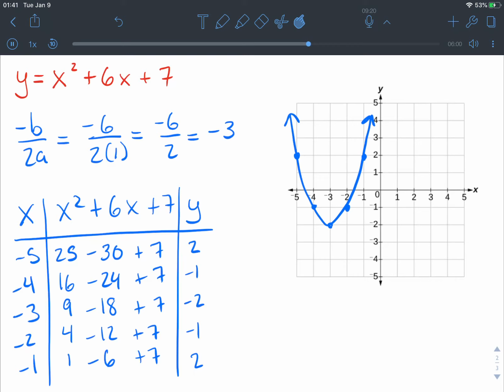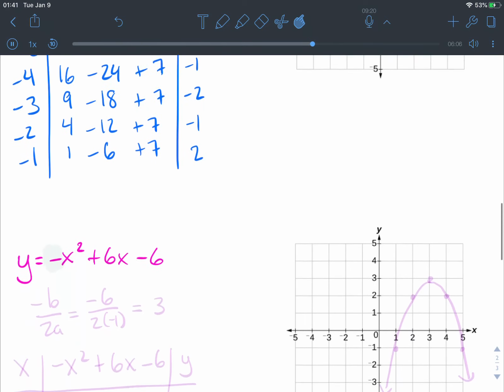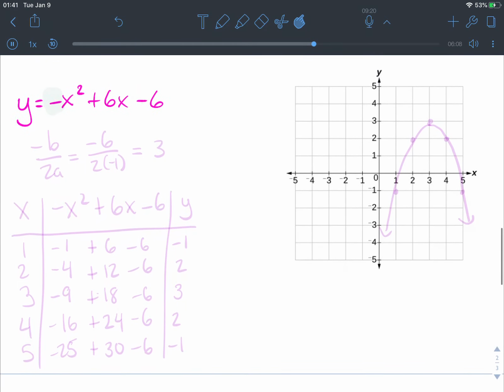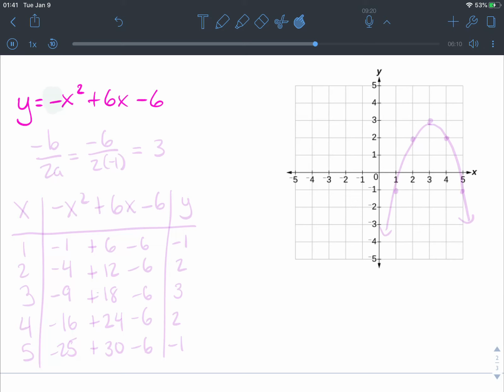The last one we're going to be working on today is going to be a little different. Notice A is negative this time. So we have negative B over 2A. So we have negative 6 over 2 times negative 1. And a negative divided by negative is positive. 6 divided by 2 is 3. So we're going to write our table.